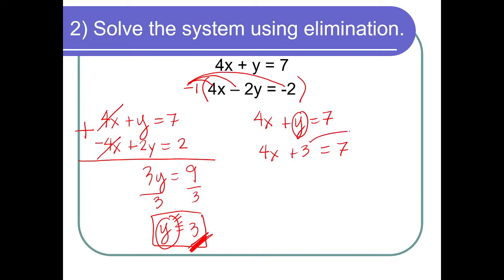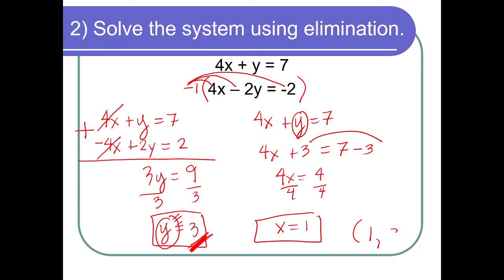So, transpose, that becomes -3. So, 4x is equal to 4. Dividing both sides by 4, x is equal to 1. So, the solution set is (1, 3). Any questions about this? Okay, very good.